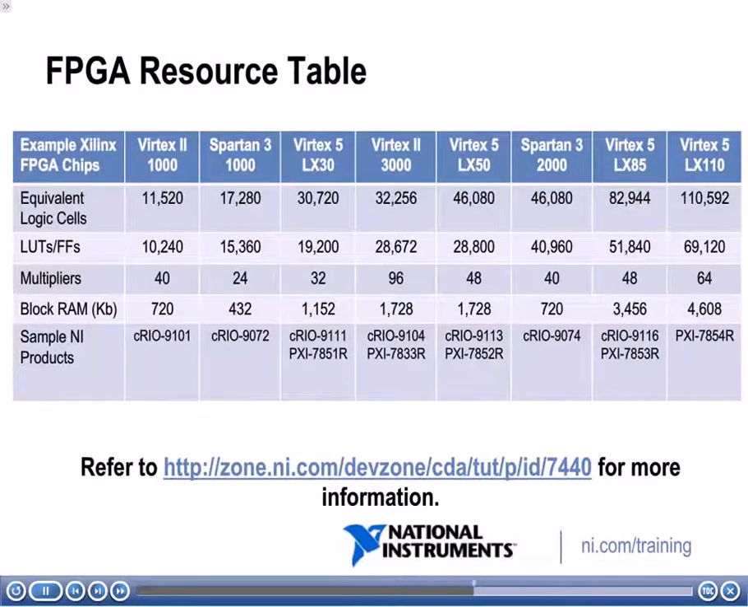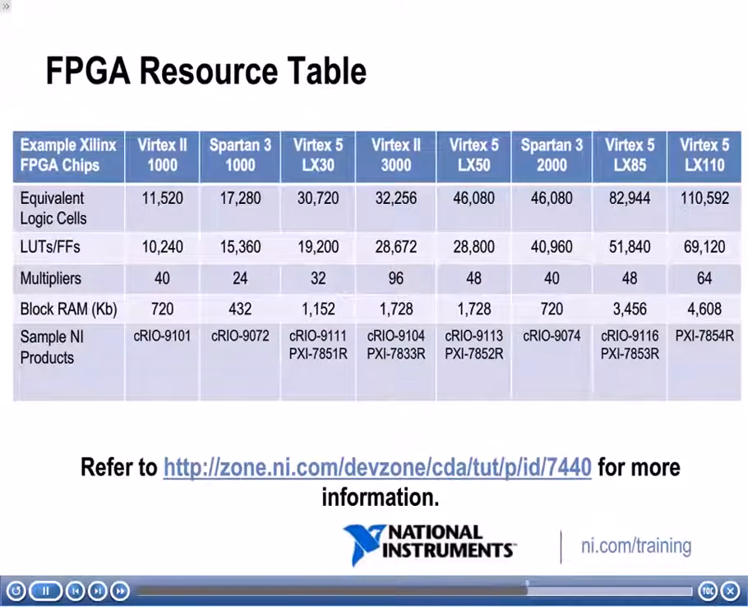So here we see an FPGA resource table. Because it's difficult just to compare the gates, what we have in this table is a row for equivalent logic cells. So here we try to give a good comparison on the equivalent number of logic cells for each of those FPGA chips. If you look at that top row, those are different example Xilinx FPGA chips. Here we see on this particular slide that the Virtex 5 LX110 has the most equivalent logic cells. Also, we see the number of resources for different things on that FPGA chip.